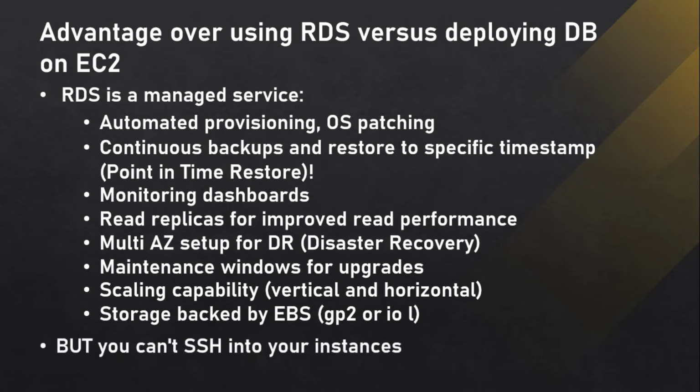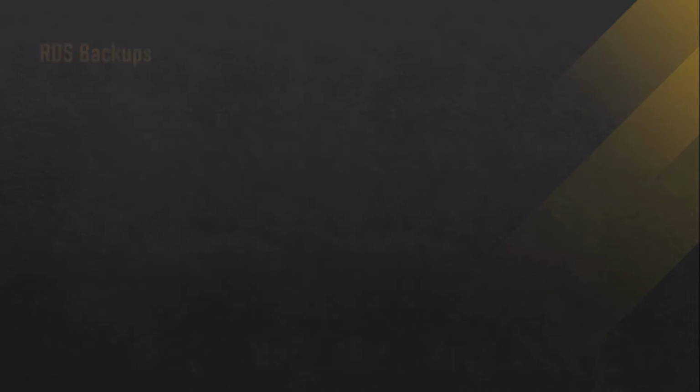But the only thing we do not have is that we cannot SSH into the RDS instances. Because this is a managed service, AWS provides us a service, and we don't have access to the underlying EC2 instance. But this is not too bad because we get all these things that we would have to set up on our own if we wanted to deploy our own database engine on EC2.